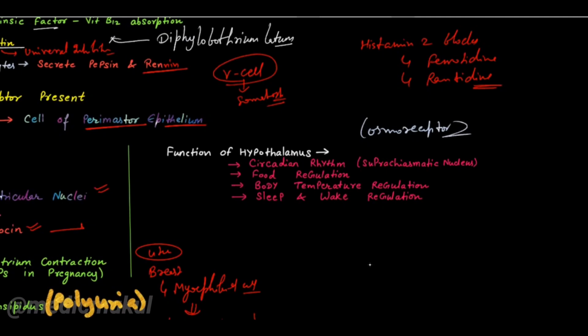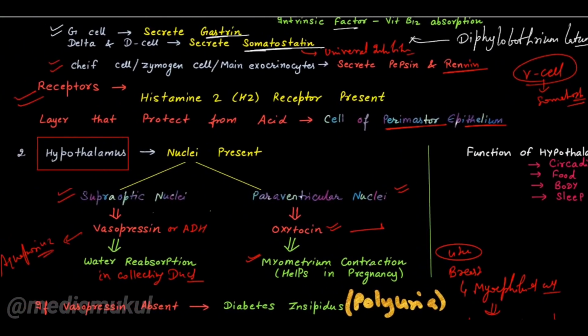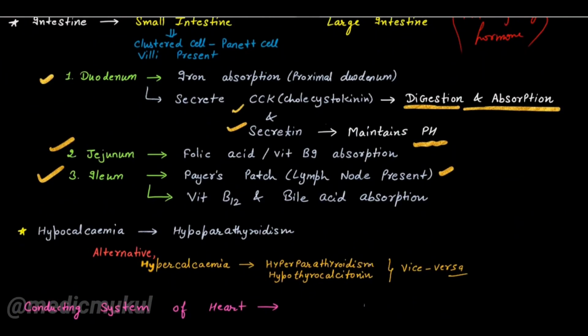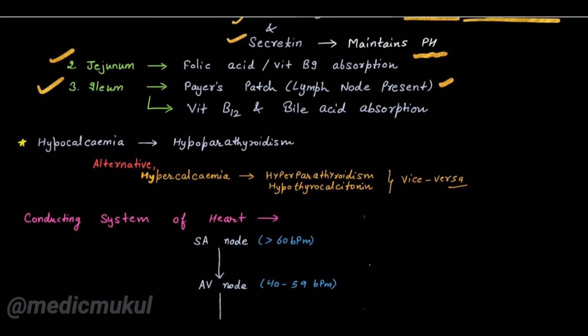Osmoreceptor. And also the hypothalamus, that is the master gland, involved in the circadian rhythm via the suprachiasmatic nucleus, food regulation, body temperature regulation, and sleep and wake regulation. The hypothalamus is our master gland with lots of functions. Okay, then let's talk about hypocalcemia.